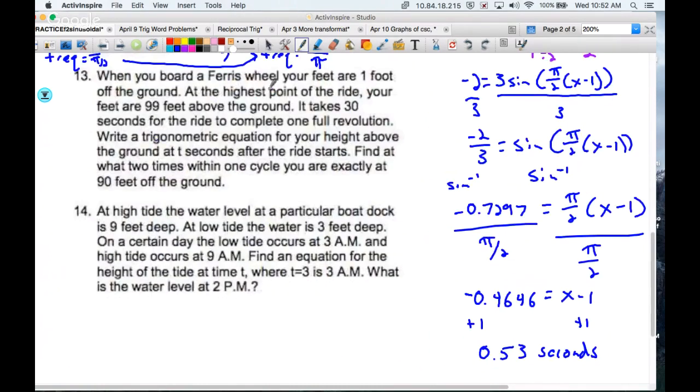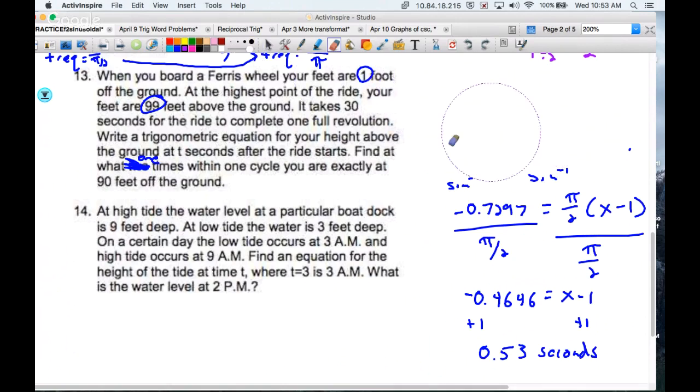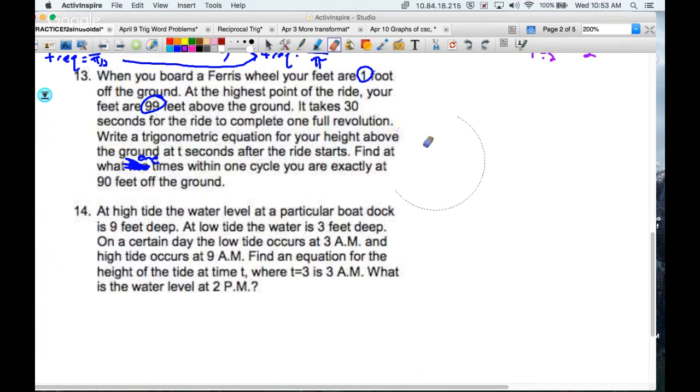13, when you board a Ferris wheel, you're 1 foot off the ground. At the highest point, you're 99 feet off the ground. It takes 30 seconds for the ride to complete 1 full revolution. Write a trigonometric equation for the height above the ground at t seconds after the ride starts. Find at what 2 times within 1 cycle you're exactly 90 feet off the ground. Again, we're just giving you permission to just find 1 time when we're exactly 90 feet off the ground. Although you could find 2. You just have to add 1 period length to the first time that you find for the second, but let's just not worry about that.